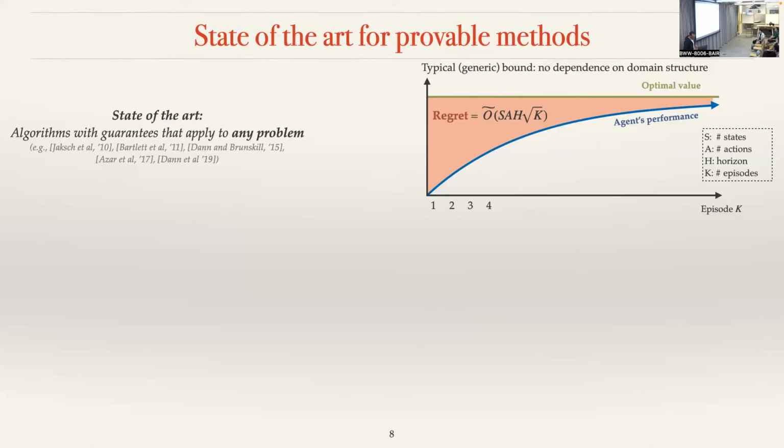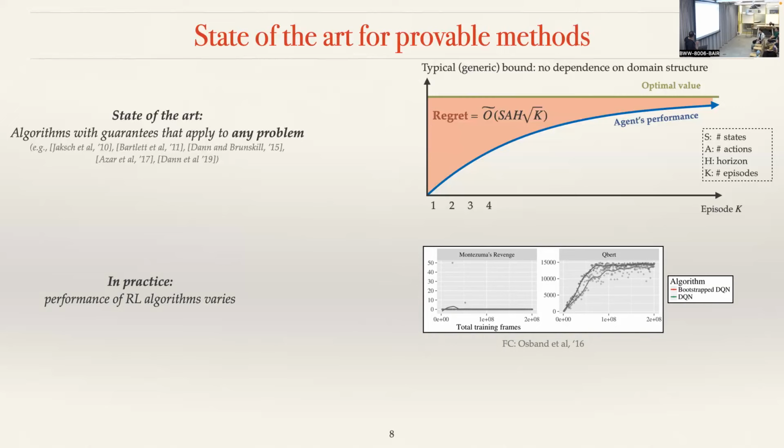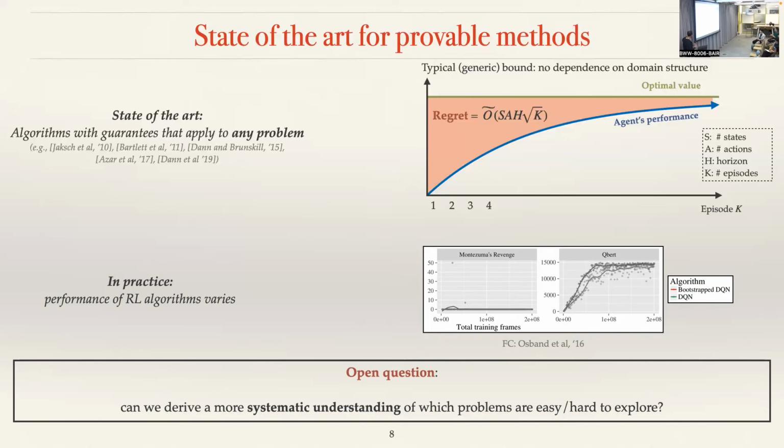And this is also their limitation, in the sense that it is not clear whether a certain algorithm would perform better or worse if the problem had a certain structure. And this is what we see in practice, that the performance of reinforcement learning algorithms varies greatly, even for the same algorithm, on problems that are quite different. And so we would like to start and try to derive some systematic understanding of what problems are difficult and what problems are easy to explore in reinforcement learning.